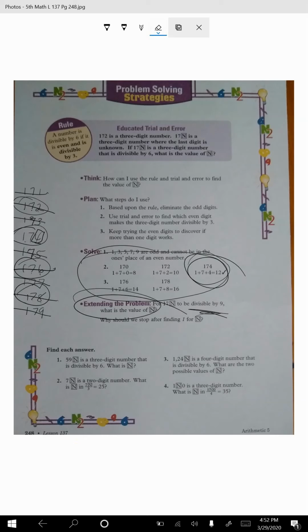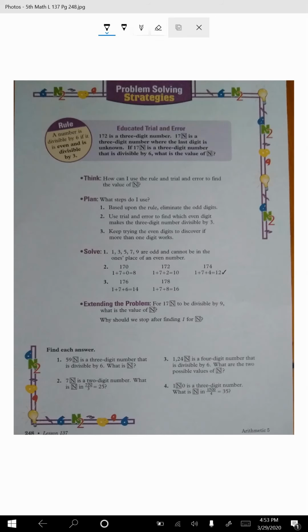1 plus 7 plus 2 is 10, so I'm going to get rid of that one. 7 plus 1 is 8, 11. This one's 12. This one's 13. This one's 14. This one's 15. This one's 16. And this one's 17. So we are left with one number that will go into them, and that would be 171.